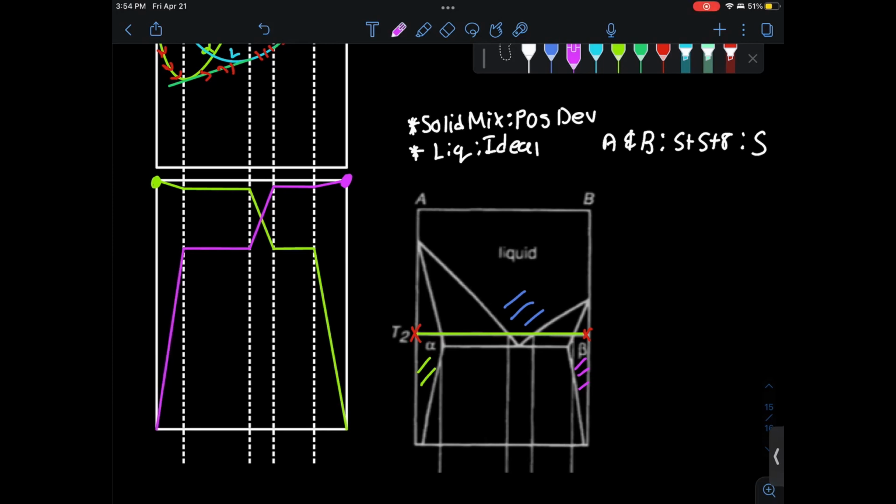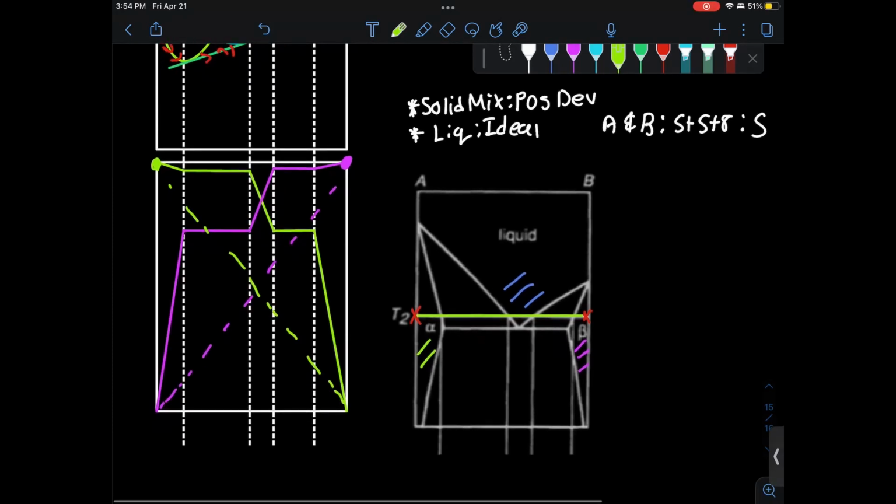Cool. Now you can see all my solid points have positive deviation for both. If I were to draw the ideal lines, positive deviation, positive deviation. Cool.